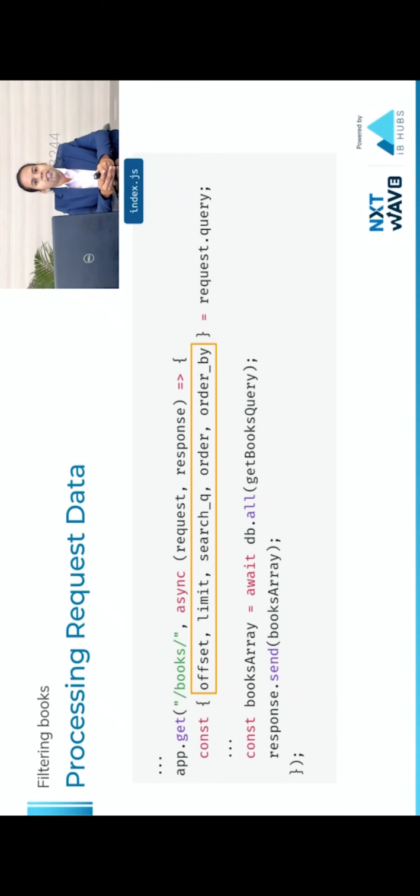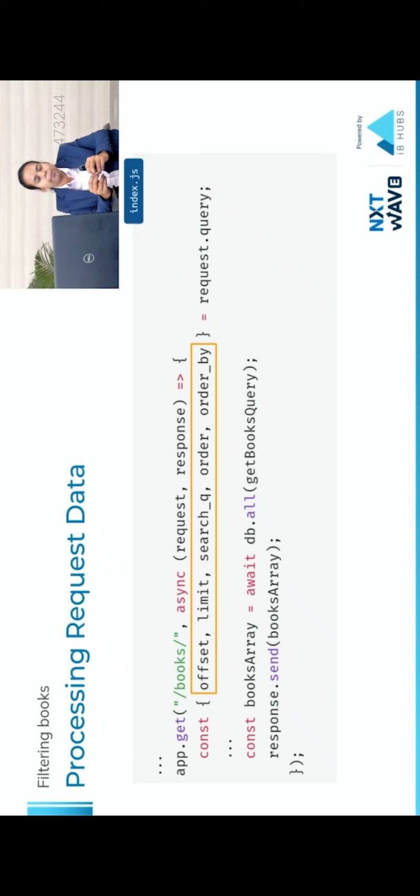So now the next thing is we want to access the query parameters. Where will they be present? In the request.query object. As we understood, they'll be present as key value pairs. It's an object, right? So to extract the query parameters from that, we are going to use object destructuring, and we are appropriately storing them in offset, limit, search_q, order, and order_by. In this way, we are accessing all the query parameters.